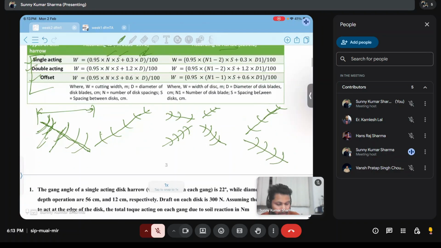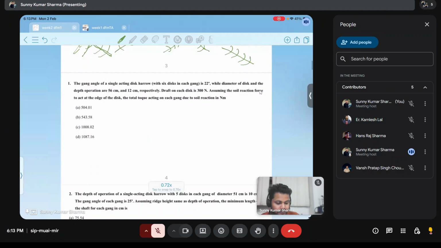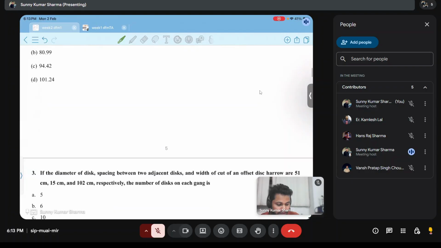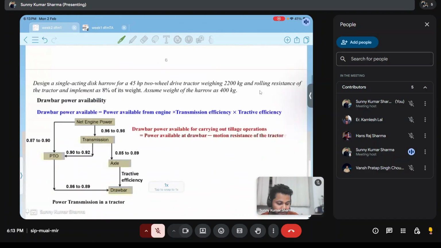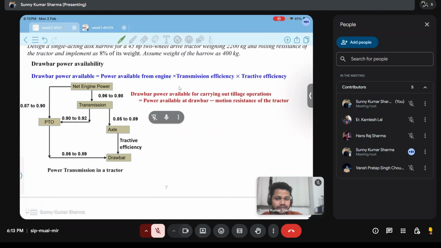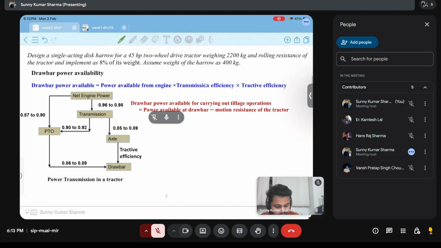So now we have the questions of this week. But before going to the questions, we will first design one disc harrow. After designing, all the questions will become very easy. So we will first design a single acting disc harrow for a 45 HP, two wheel drive tractor weighing 2200 kg, with rolling resistance taken as 8% of its weight, assuming the weight of the harrow as 400 kg.